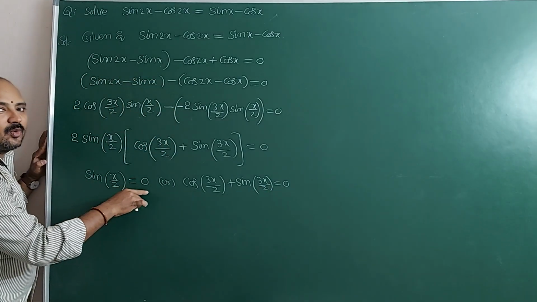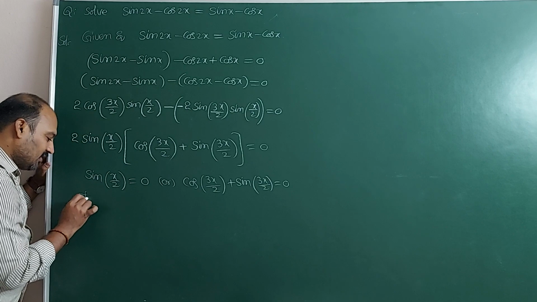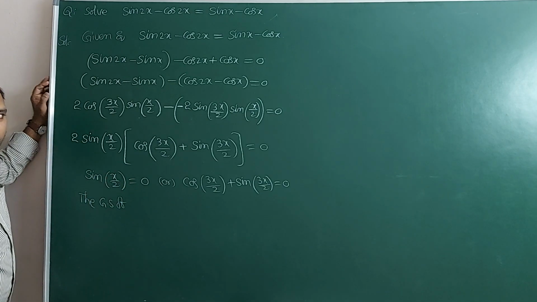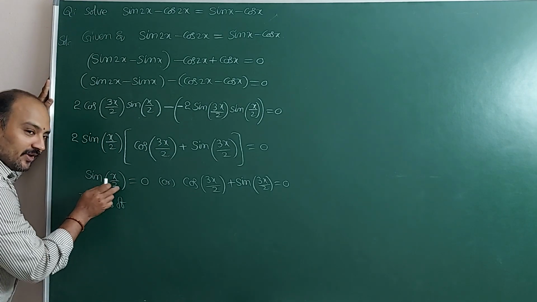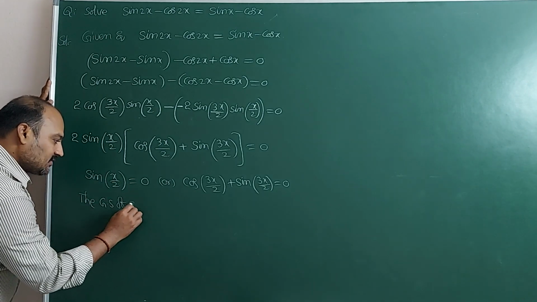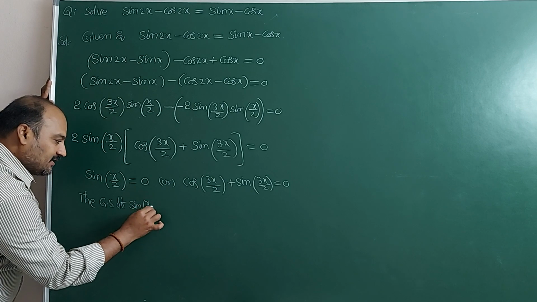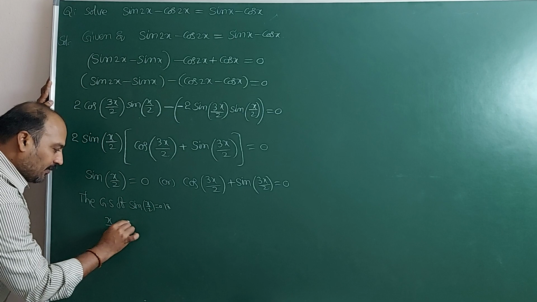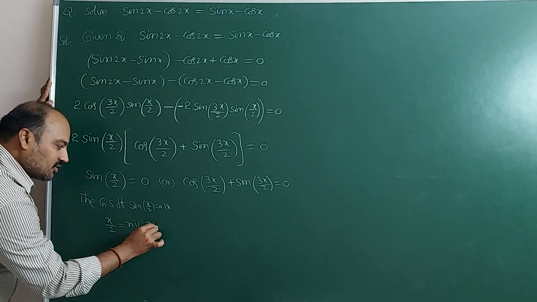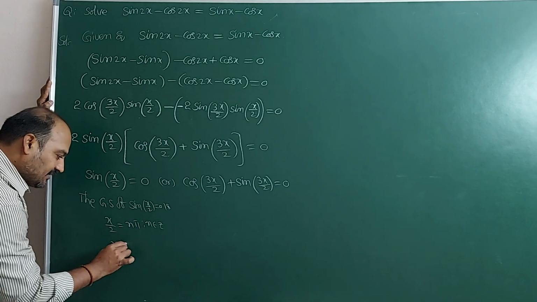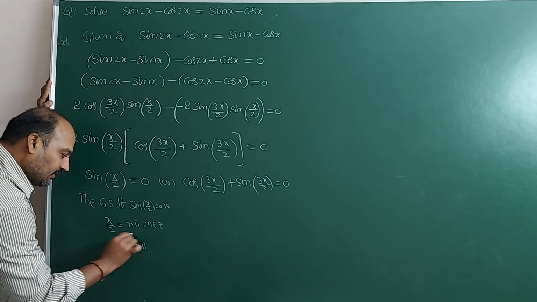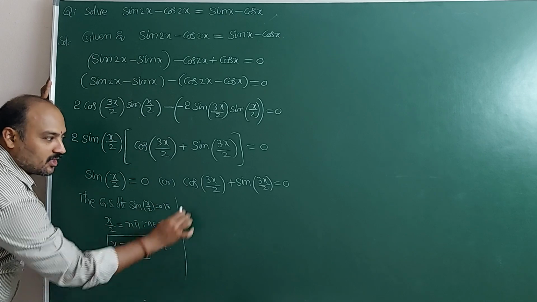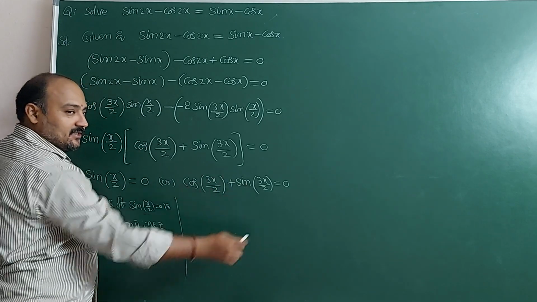So sin theta equal to 0, the general solution means theta equal to n pi. So where is theta here? Sin x by 2 equal to 0 is x by 2 equal to n pi where n belongs to z. X is equal to 2n pi. So one of the solutions, dear students. We'll move on to the another case.